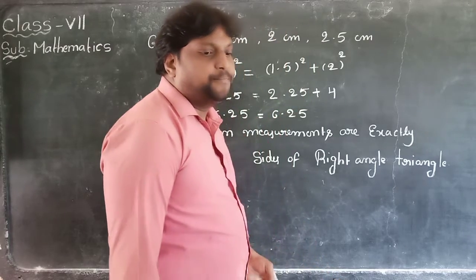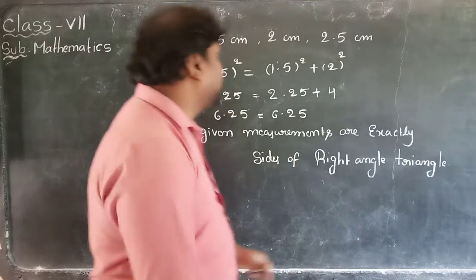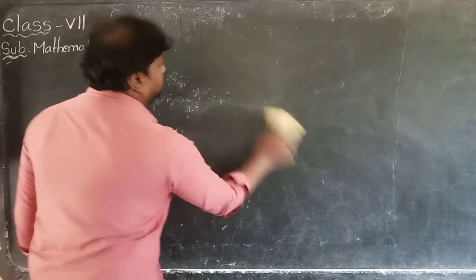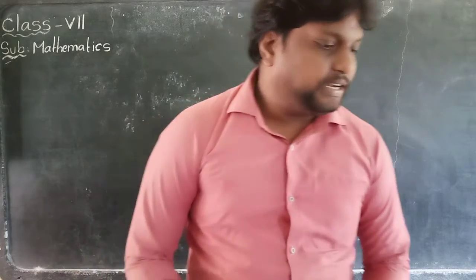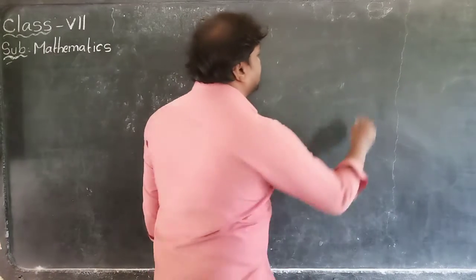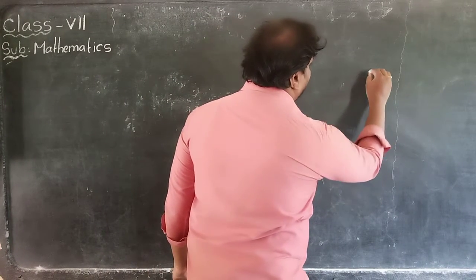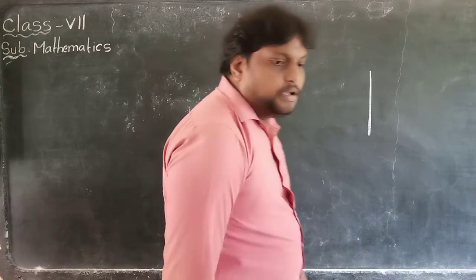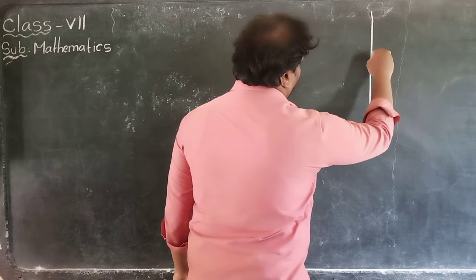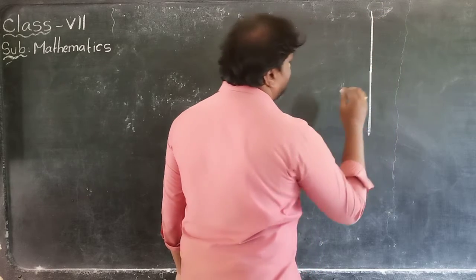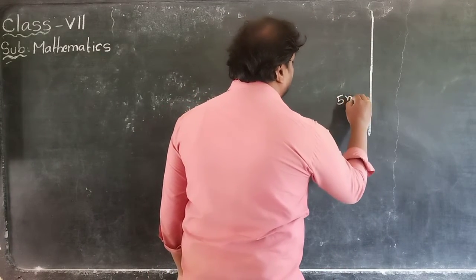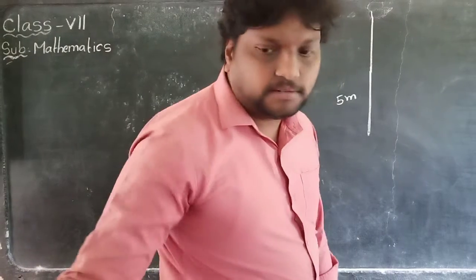Next, the fifth problem. The fourth problem is completed. In the fifth problem we have one tree. The height of the tree is not given, but some length of the tree is given. Exactly from the ground to 5 meter length, the tree broke.